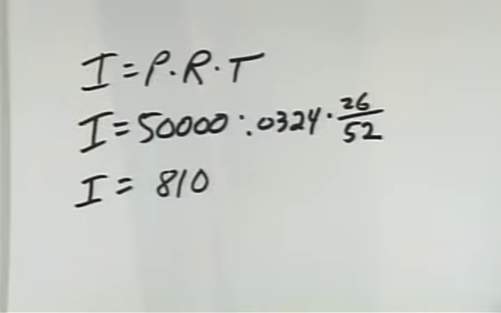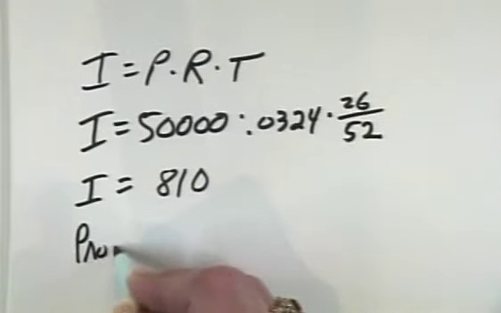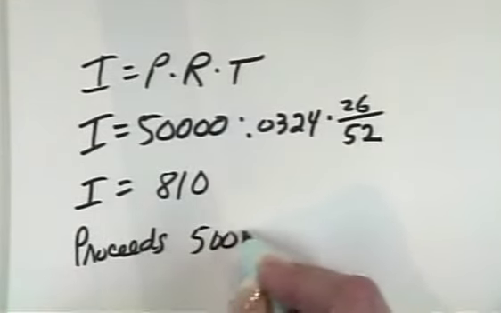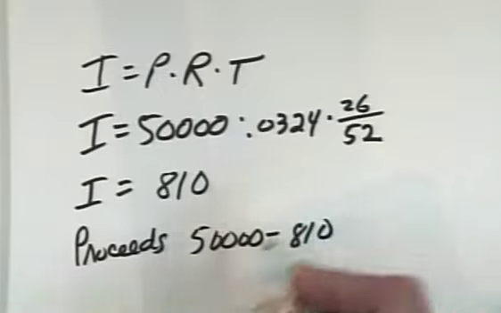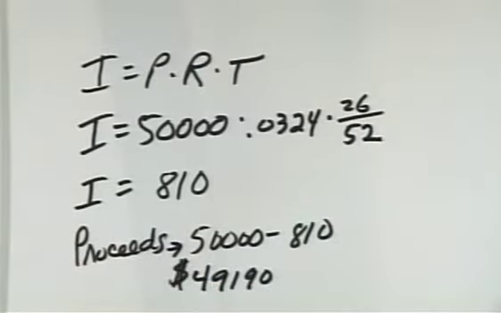Somebody back there that knows. How much did you get, Keith? 1,190. Good. Proceeds to the person that's selling the note, to the government really, would be $50,000 minus the $810. What'd you tell me, Keith? Good. That's how much you would actually pay for the Treasury bill.